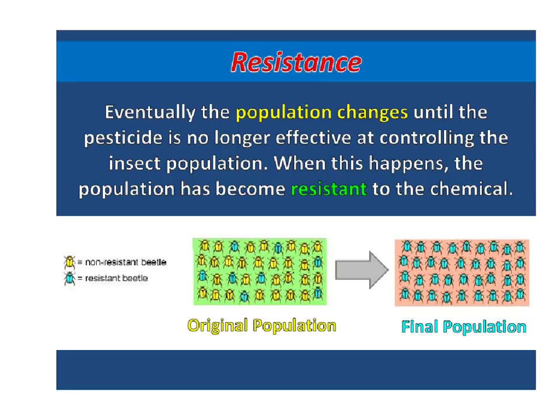Eventually, the population changes until the pesticide is no longer effective at controlling the insect population. When this happens, the population has become resistant to the chemical. You're actually going to highlight everything on that slide. That's a key idea right there. Okay.